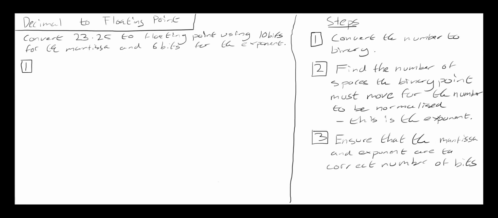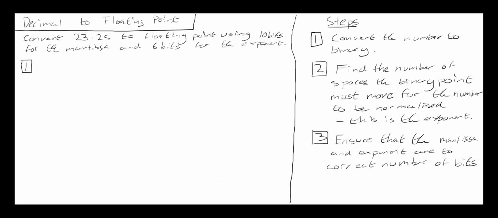In this tutorial video I'm going to be going through how to convert a decimal number to a floating point binary number. I've got this example question here. I've got to convert the number 23.25 to floating point using 10 bits for the Mantissa and 6 bits for the exponent. I've got the steps of how to do this process over here.